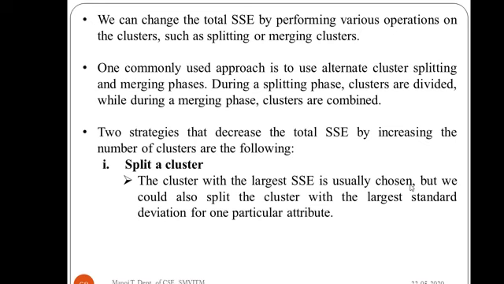Two strategies that decrease the total SSE by increasing the number of clusters are the following. That is, split a cluster. The cluster with largest SSE is usually chosen, and we are going to split it. Also we split the cluster with the largest standard deviation for one particular attribute. This can also be used as one criterion for splitting your cluster. Suppose your particular attribute has the largest standard deviation, then you can use that as one criterion and split a cluster.